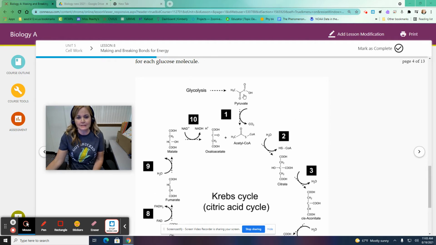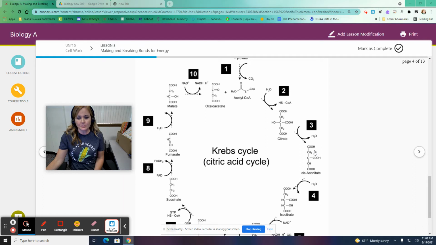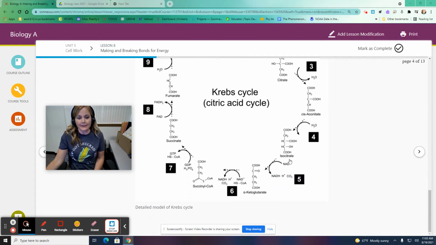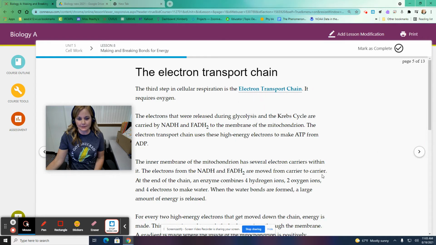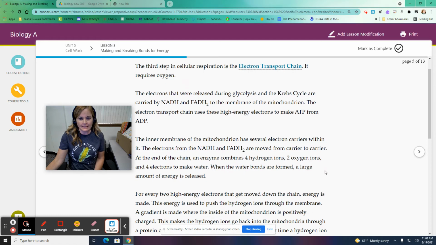I want you to realize that pyruvate, there are 2 for every 1 glucose, come into the Krebs cycle, and they go through multiple steps of breaking down, and they release carbon dioxide. So carbon dioxide is released here. And what ends up coming from this is some other energy carriers. So we end up making some ATP as well, but we also make 2 more energy carriers, NADH and FADH2.